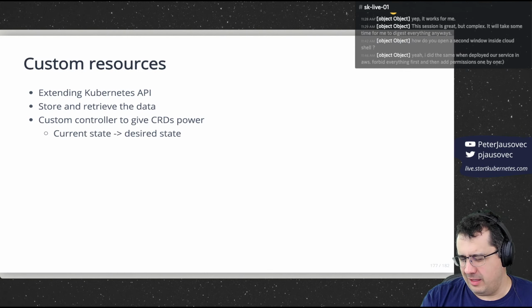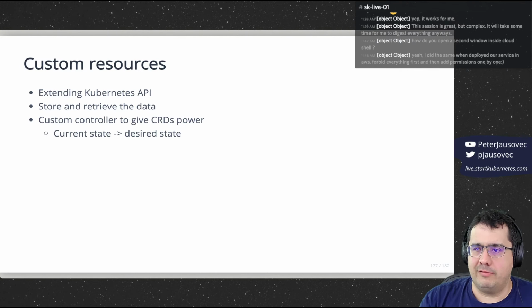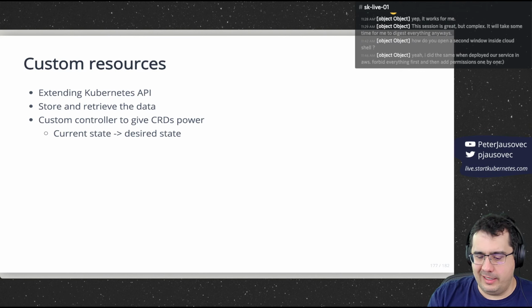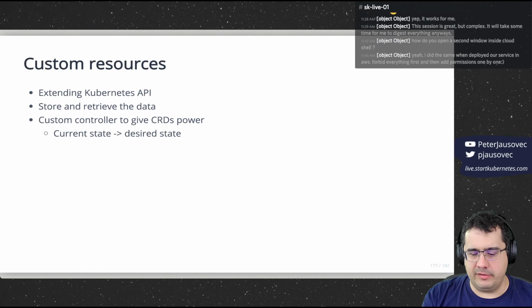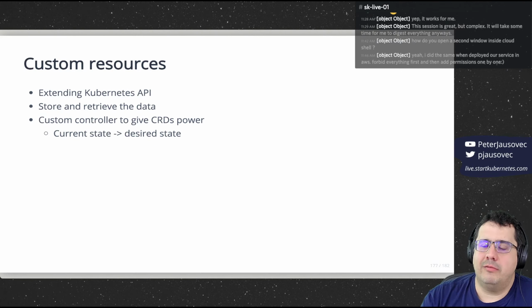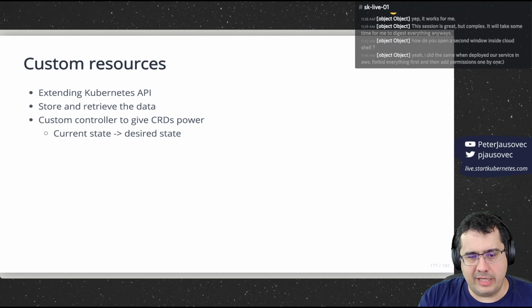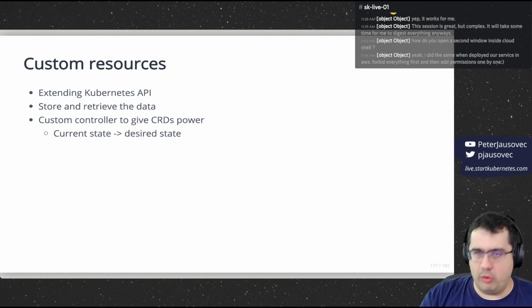Let me try to think about something more appropriate than Hello World. I have to get better examples. Let's say you create a custom resource called a website, and that website resource takes in a GitHub URL. We have one field that says GitHub URL. You create the resource, and then nothing's going to happen.